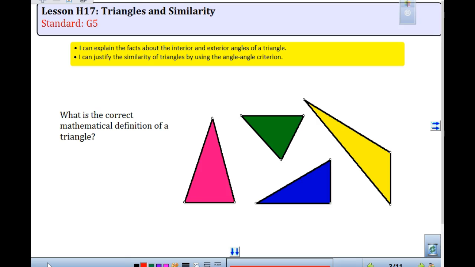So what is the correct definition? I want you to think, mathematical definition of a triangle. What do you think has to be the case? You can see many triangles here. What do you think the definition of a triangle has to be? Talk to your shoulder partner about things that make it a triangle. And you can talk either way, in front of you or behind you.